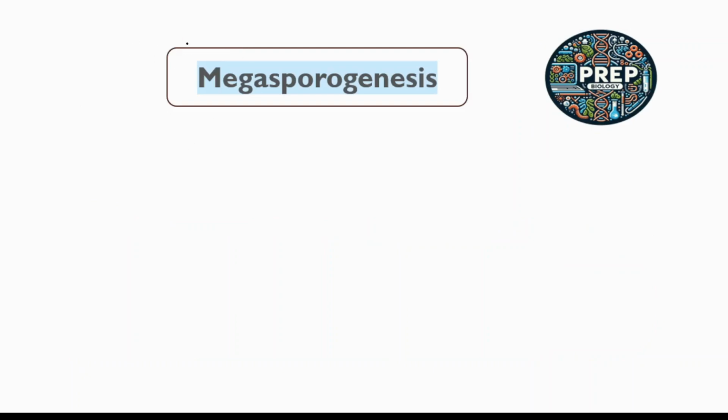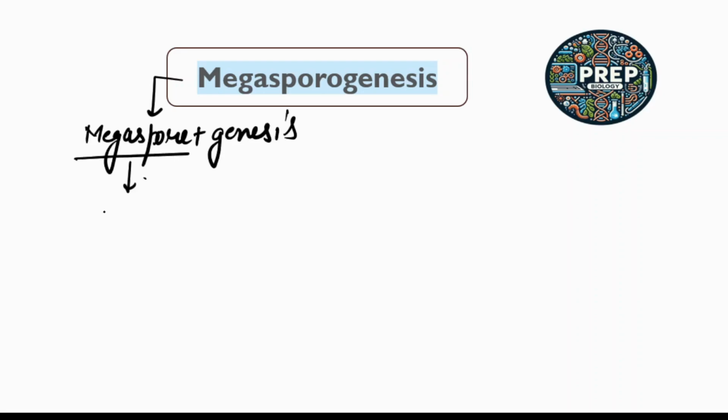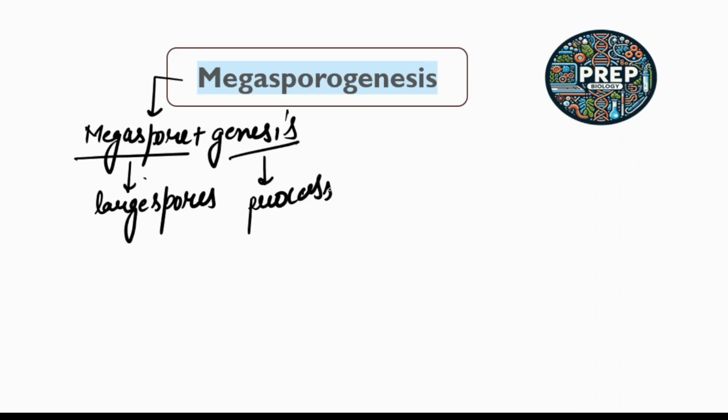If we talk about megasporogenesis, as the name suggests, it is megaspore plus genesis. Megaspores means the large spores, and genesis means process. So, the formation of large spores or megaspores, that process is called megasporogenesis.